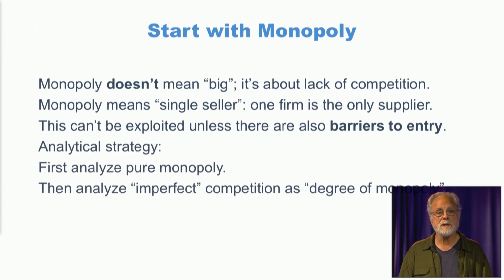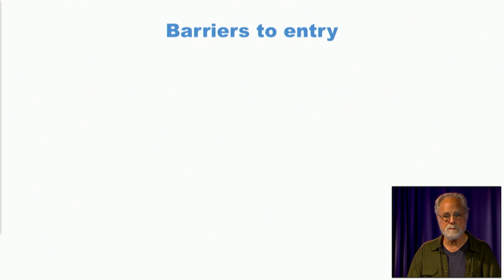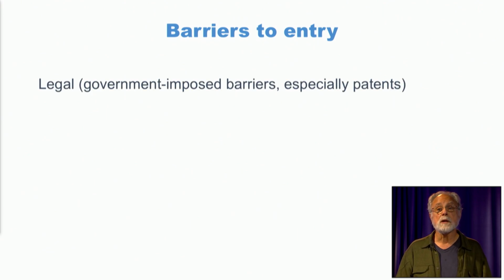Our strategy will be to first consider a pure monopoly situation, one seller has the whole market, and then to think of an in-between situation or a range of in-between situations between competition and monopoly based on factors that tell us the degree of monopoly that we would encounter. What are the main barriers to entry? One of the most important is the law itself. So governments often set up laws that restrict the entry of new competition. The most important of these is the patent system. The patent system sets up what are called patent monopolies.